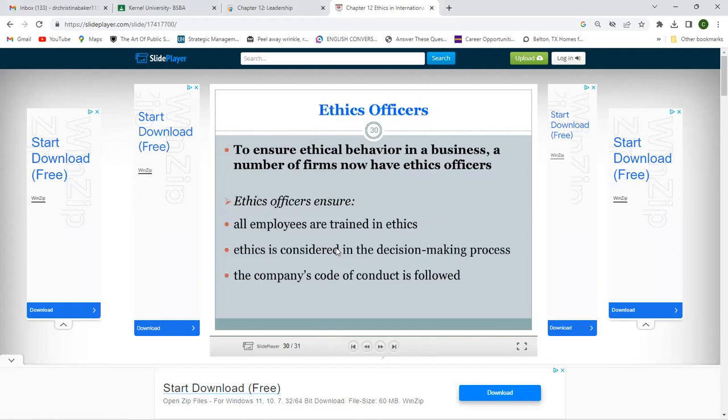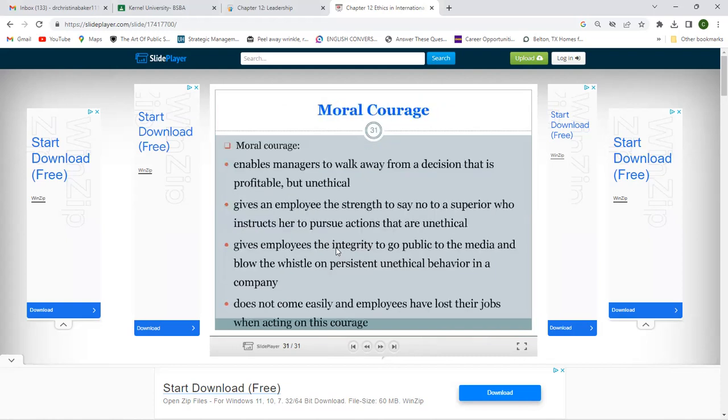To ensure ethical behavior in a business, a number of firms now have ethics officers. They ensure that all employees are trained in ethics, that ethics is considered in the decision-making process, and that the company's code of conduct is followed.